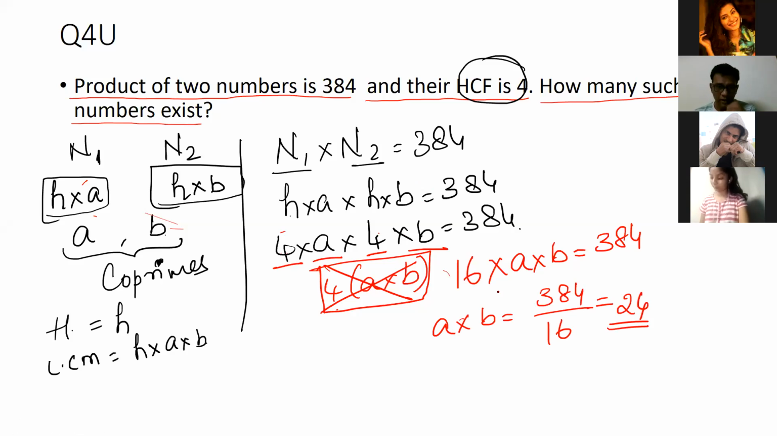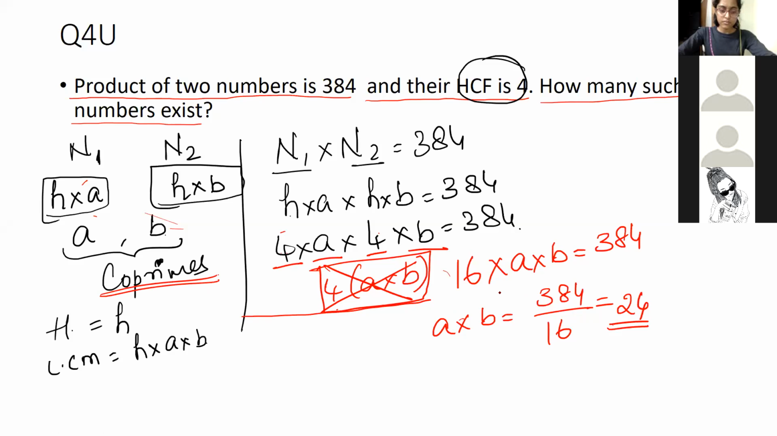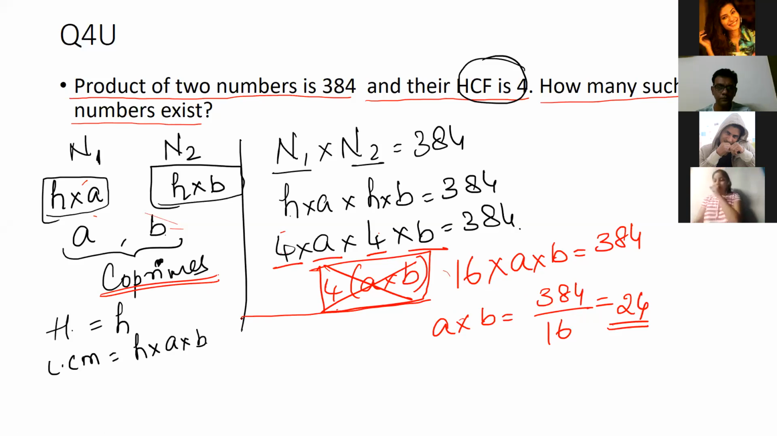Now, in your mind, do you remember what was the condition for A and B? A and B are supposed to be co-primes. So now, which means I need two values of A and B whose product is 24 and they are co-prime to each other. Co-prime means they do not have anything in common. So before you end up jumping into that, what we usually do is we first write down all the values which give me 24.